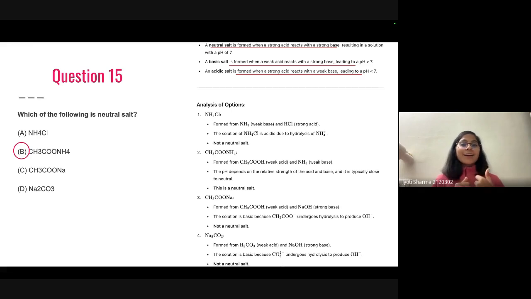So the answer given by Ayush was right, because not only strong acid and strong base, but weak acid and weak base can also give you a neutral salt. But it is not that much neutral. I will give you the formula, how we can calculate the pH of every salt, right?